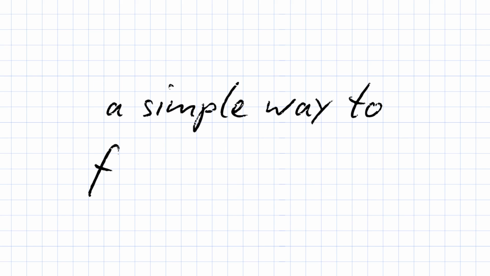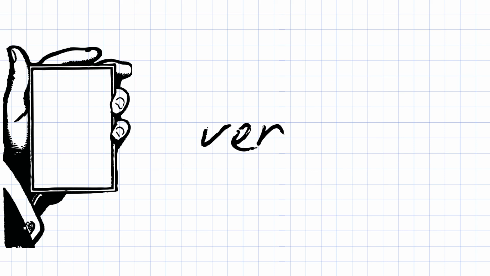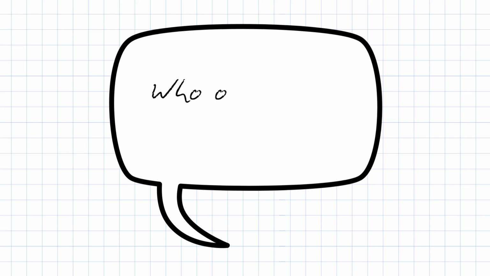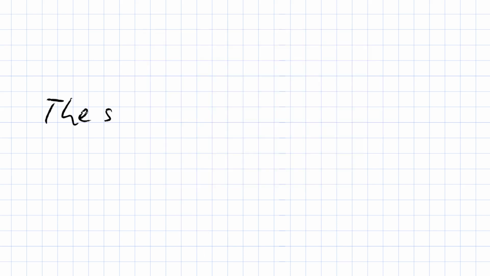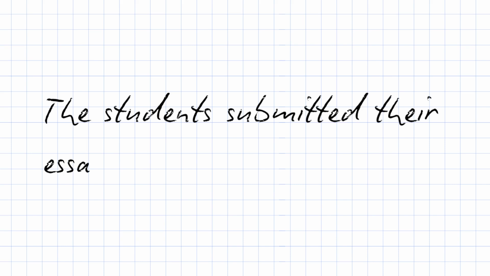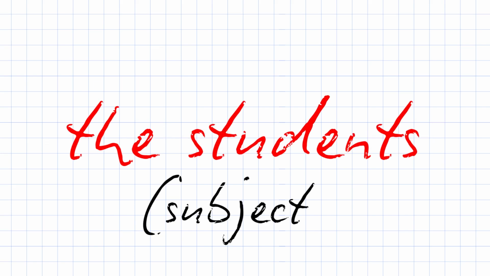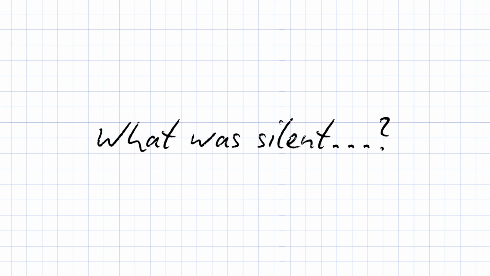A simple way to find the subject in an English sentence is to look for the verb and ask yourself, who or what is performing this action? Or, who or what is being described? For example, the students submitted their essays by the deadline. Who submitted the essays? The students. That's your subject. Or how about, tonight, the room was silent. What was silent? The room.